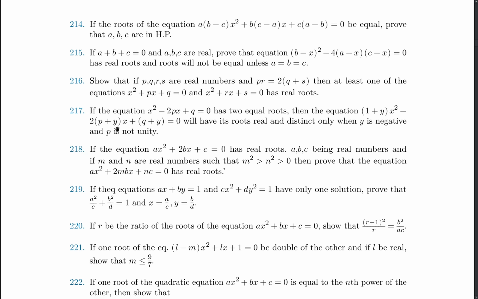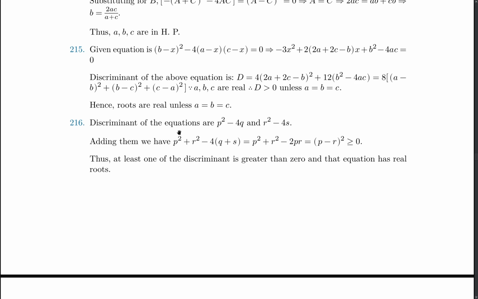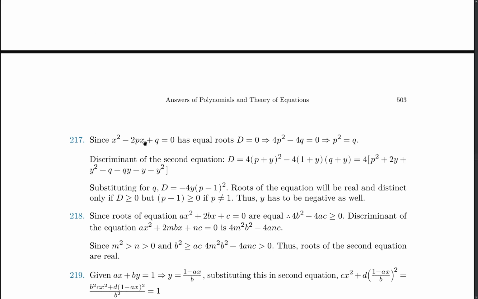So question 217 says that if the equation x square minus 2px plus q is equal to 0 has two equal roots, then the equation 1 plus y into x square minus 2 into p plus y into x plus q plus y is equal to 0 will have its roots real and distinct only when y is negative and p is not unity. So we look at the discriminant of the first equation, which has equal roots: 4p square minus 4q is equal to 0, that is p square is equal to q.